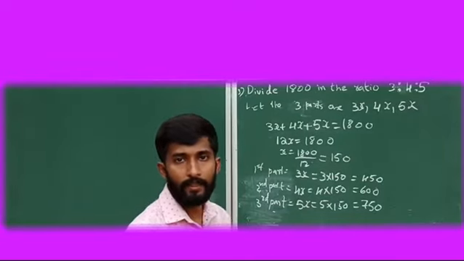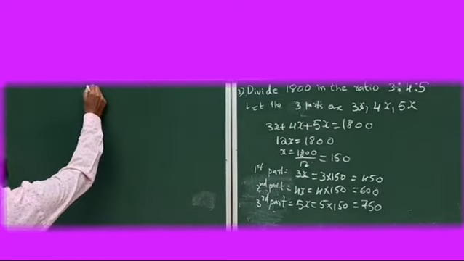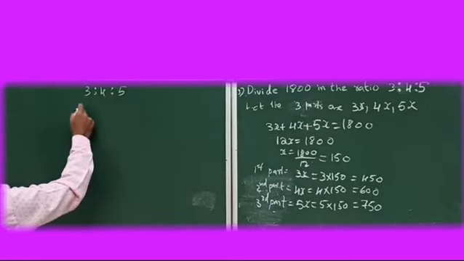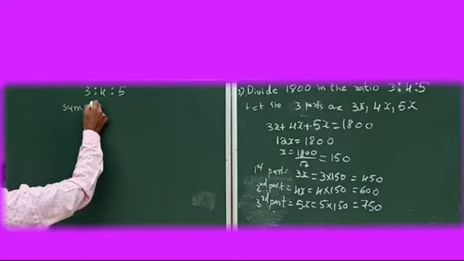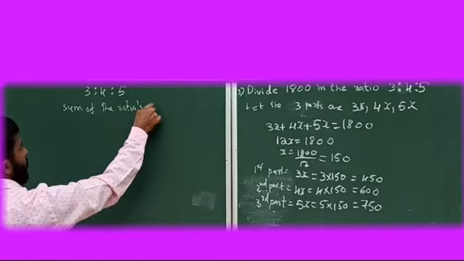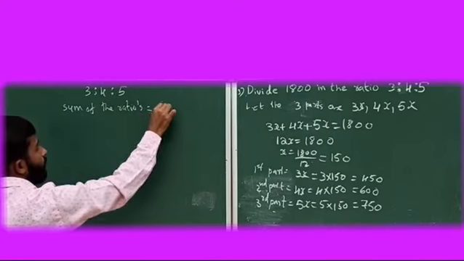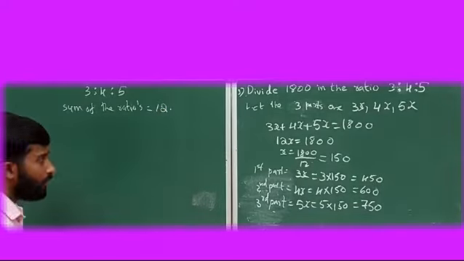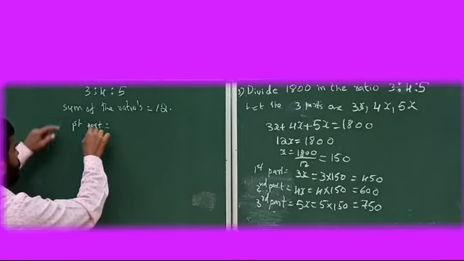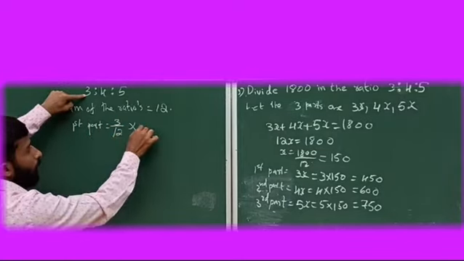One more alternative method is there. See, the given ratio is 3:4:5. The sum of the ratio is equal to, what's the sum? 4 plus 3 is 7, 7 plus 5 is equal to 12. Then the first part is equal to, what's the first part? 3 out of 12 of how much amount?